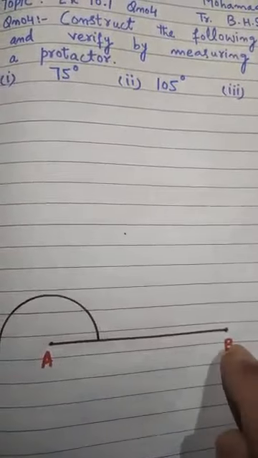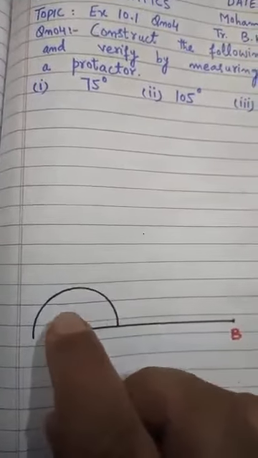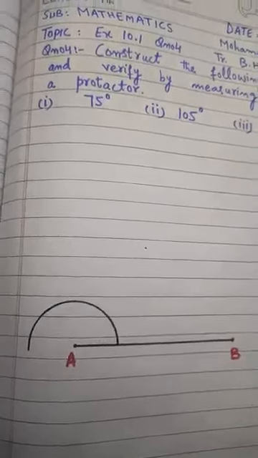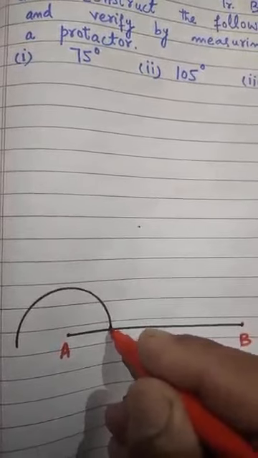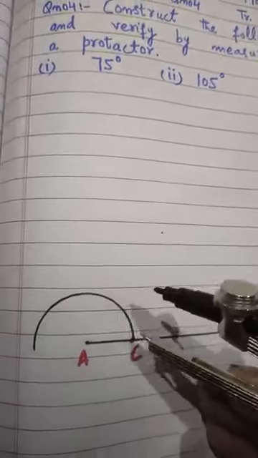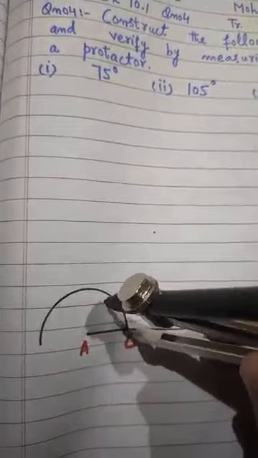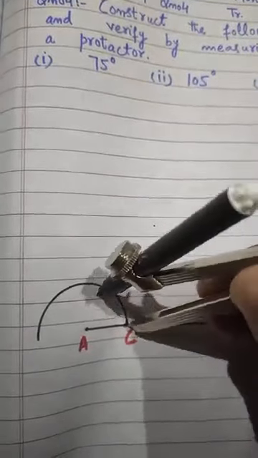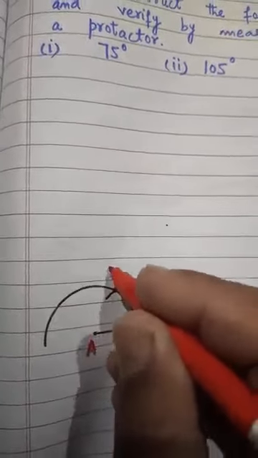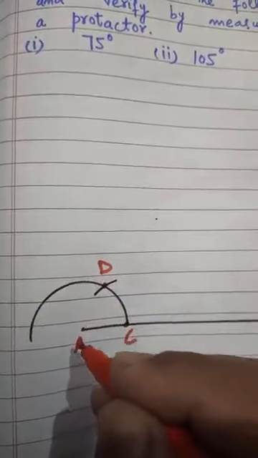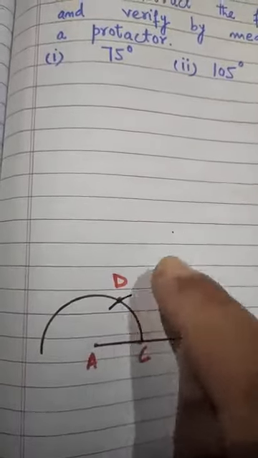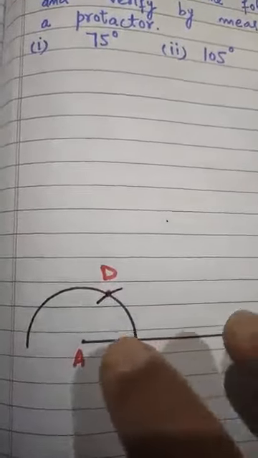This main arc intersects the line segment AB at some point, and we call that point C. Now, putting the needle of the compass at point C, we intersect the main arc at a point, and this point is point D. Now, if we join point A and D, we will get a 60 degree angle. We need not join them.